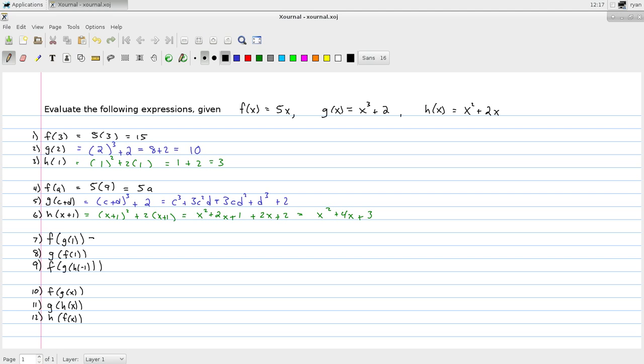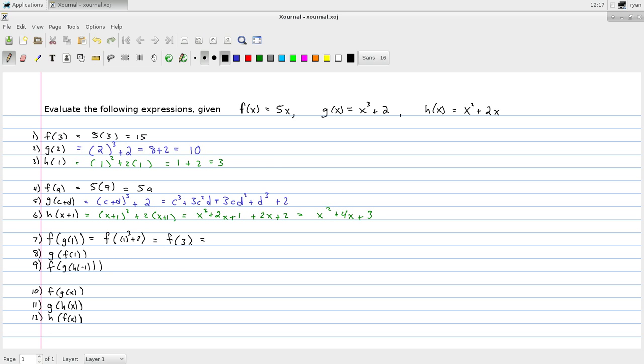Then on to the composition problems. F of g of 1. For this, I'm going to focus on the inside first. So the f function on the outside, I'm going to leave that alone. Now plug 1 into the g function to figure out what's going to go in the parentheses here. So g of 1. We go to the g function. Every place we have an x, we replace it with 1. So this becomes 1 cubed plus 2. Simplifying the inside, 1 cubed is 1, plus 2 is 3. And so this has simplified so far to f of 3.